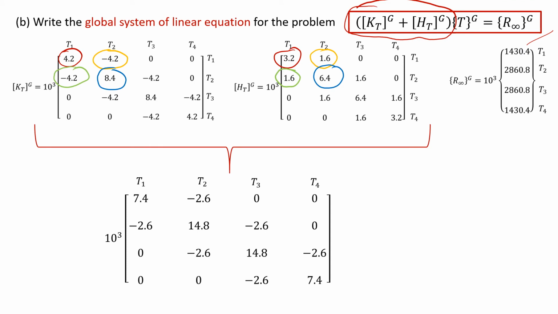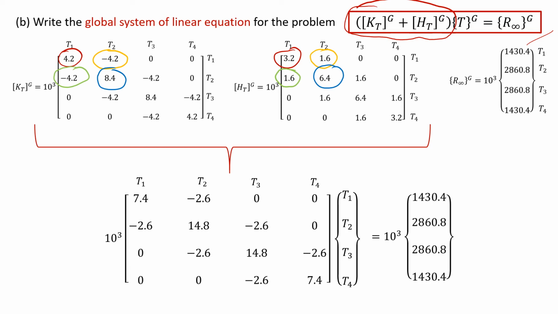Next, we just need to add the unknown temperature matrix and the global heat rate vector on the right side. However, at this point, this system of linear equations has no solution. We have to impose the boundary condition in the first place before we can solve the unknown temperature. Then we're going to discuss the boundary condition in the next slide.